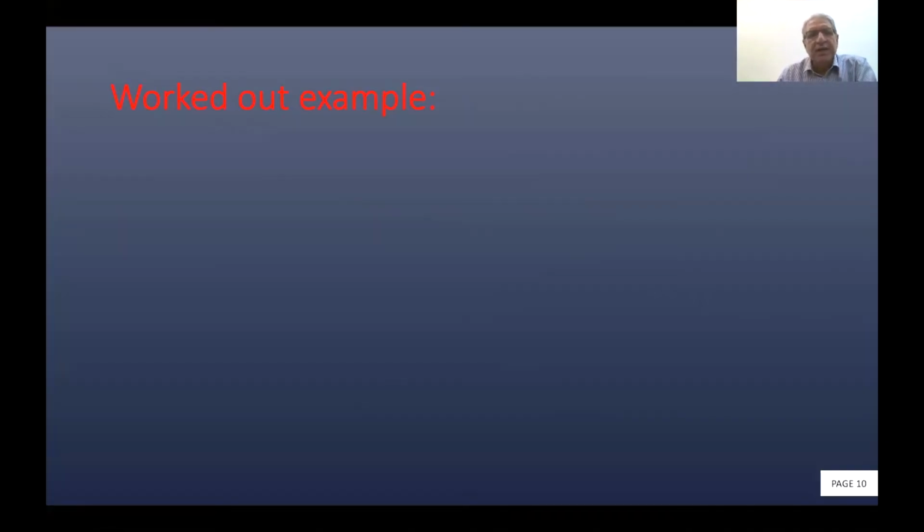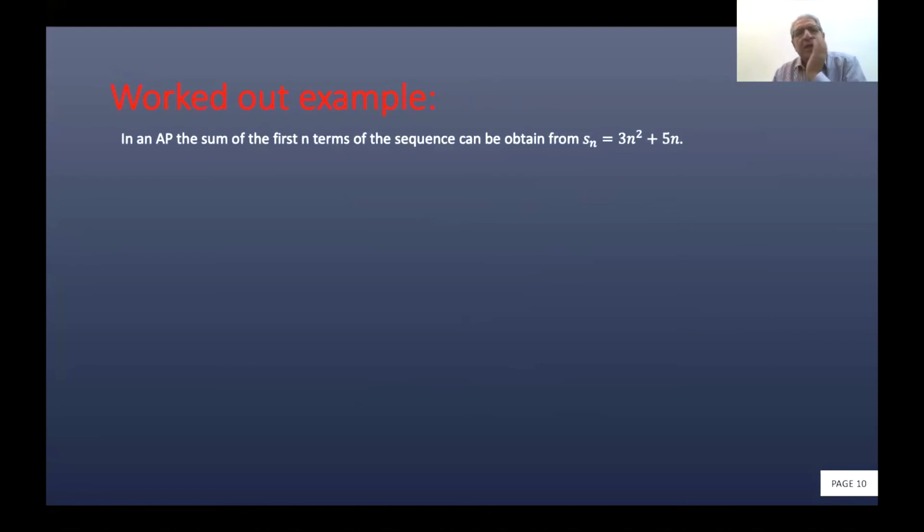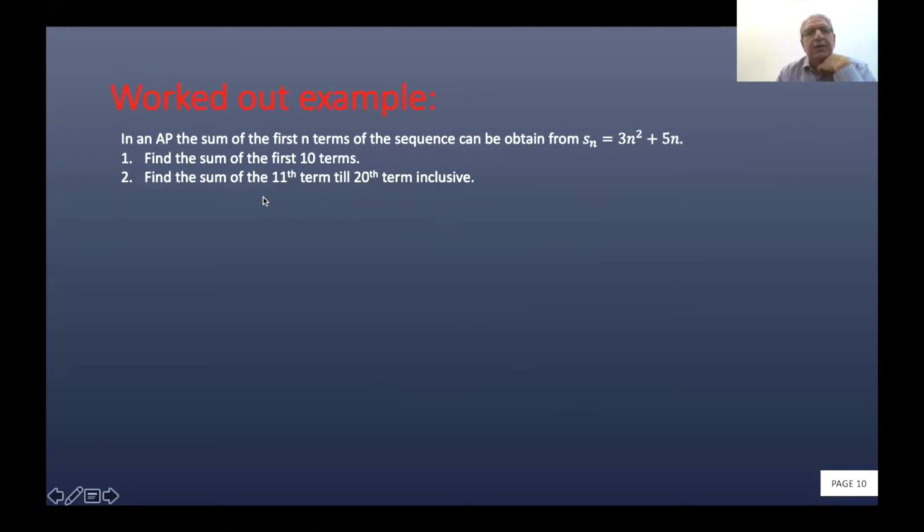Now, let's go for another example. In an arithmetic progression, the sum of the first n terms of the sequence can be obtained from Sn equal to 3n squared plus 5n. Therefore, this is our Sn. Now, we want to find the sum of the first 10 terms. Then we want to find the sum of the 11th term till the 20th term inclusive. That means 11 till 20, both included. Then find the first term, and then find the common difference.